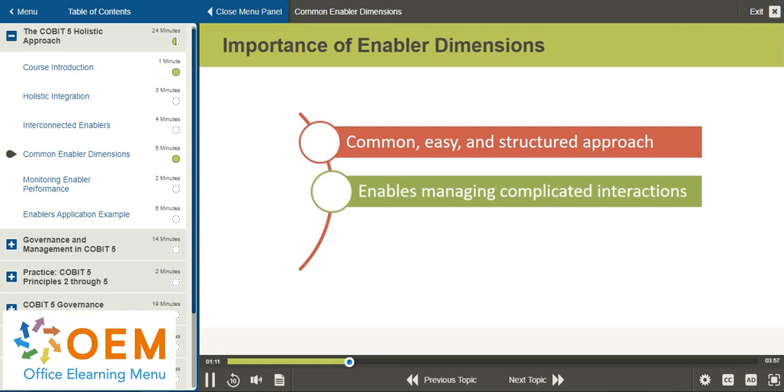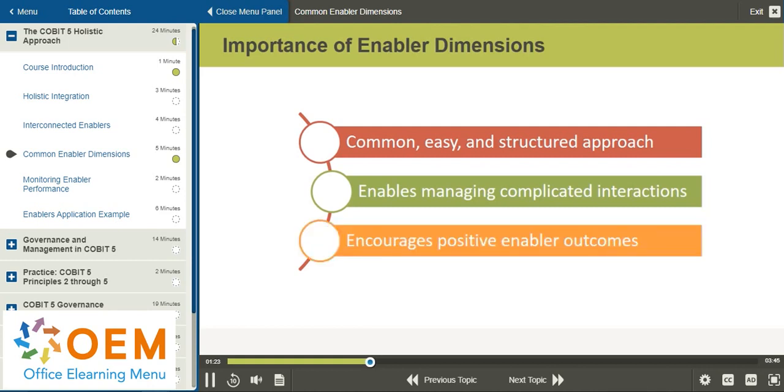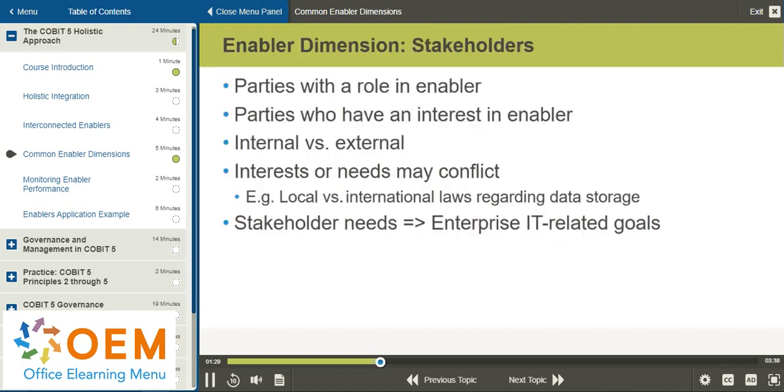So enablers have outcomes, and these outcomes provide value to the enterprise. Now, we'll only know if that's true if we're collecting metrics over time to really measure the performance. So, the purpose of enabler dimensions is to encourage positive enabler outcomes. The first enabler dimension is stakeholders. These are parties that have some kind of a role related to an enabler.